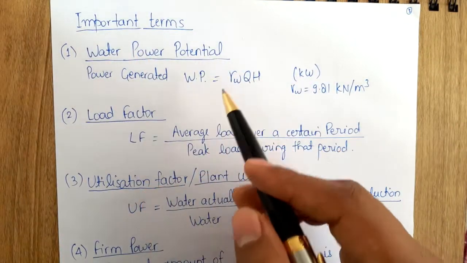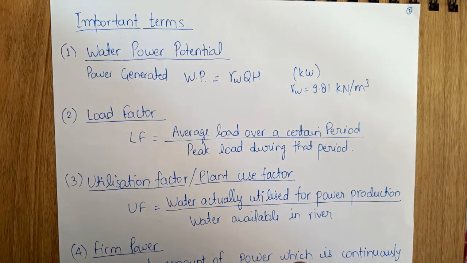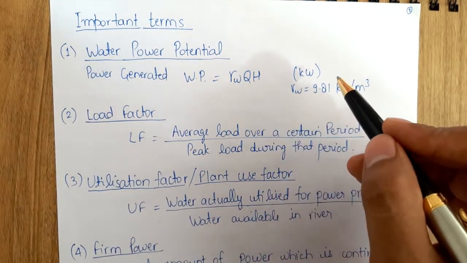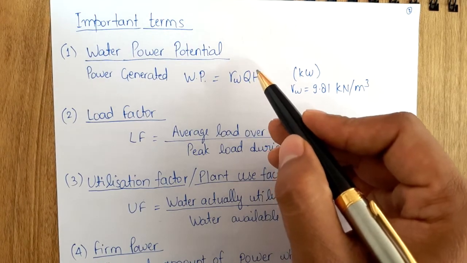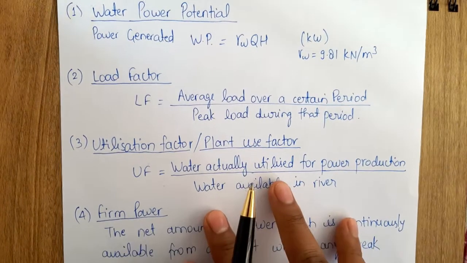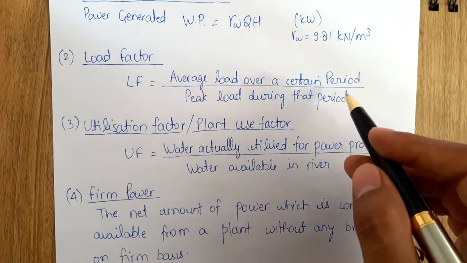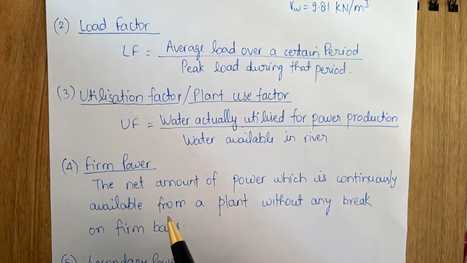Now there are a few terms which are very important to memorize: water power potential, load factor, utilization factor, firm power, etc. So water power potential is the power generated, that is the water power given by gamma Q H in kilowatt. Gamma W is 9.81 kilonewton per m cube. Q is the discharge flowing and H is the net head. Now load factor is the average load over a certain period upon peak load during that period. Okay, and utilization factor is water actually utilized for power production divided by the water available in the river. These two terms are very important from an objective point of view.